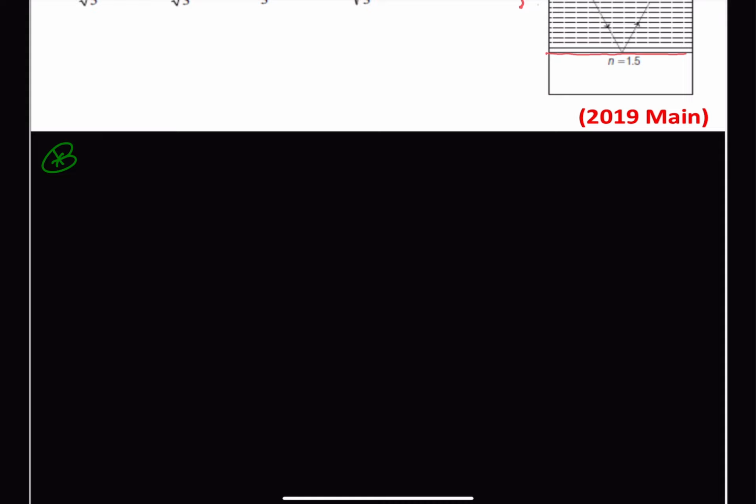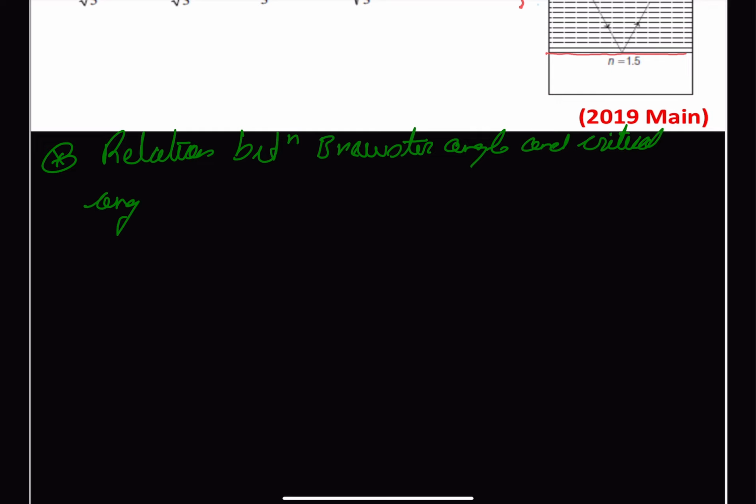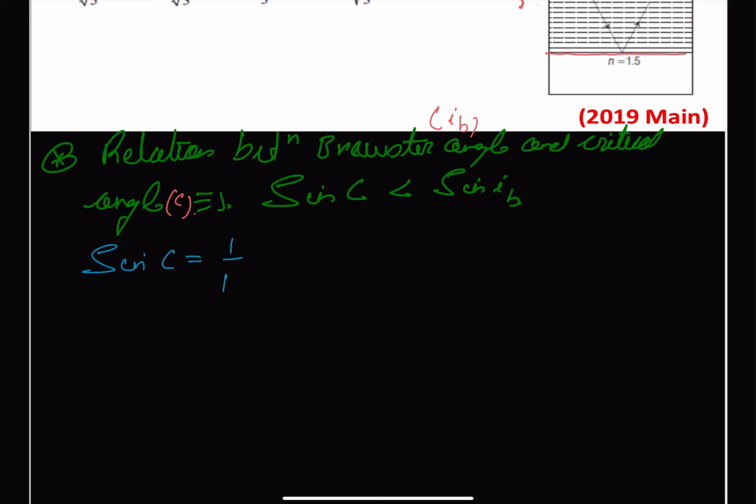So the relation between Brewster angle and critical angle is: sine of C is less than sine of i_B. Here i_B is our Brewster angle, and the critical angle is represented as C. So we are going to use this relationship, and we also know that for the critical angle, sine of C is equal to 1 upon mu.